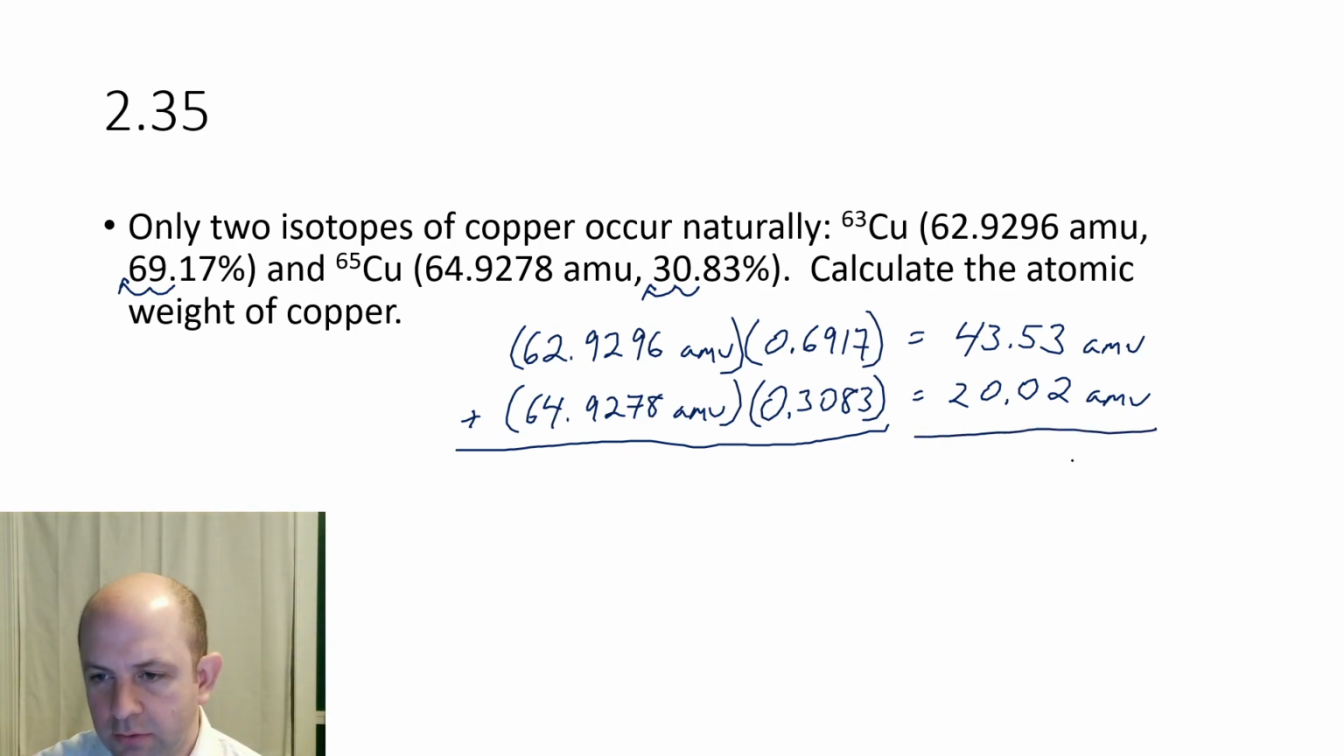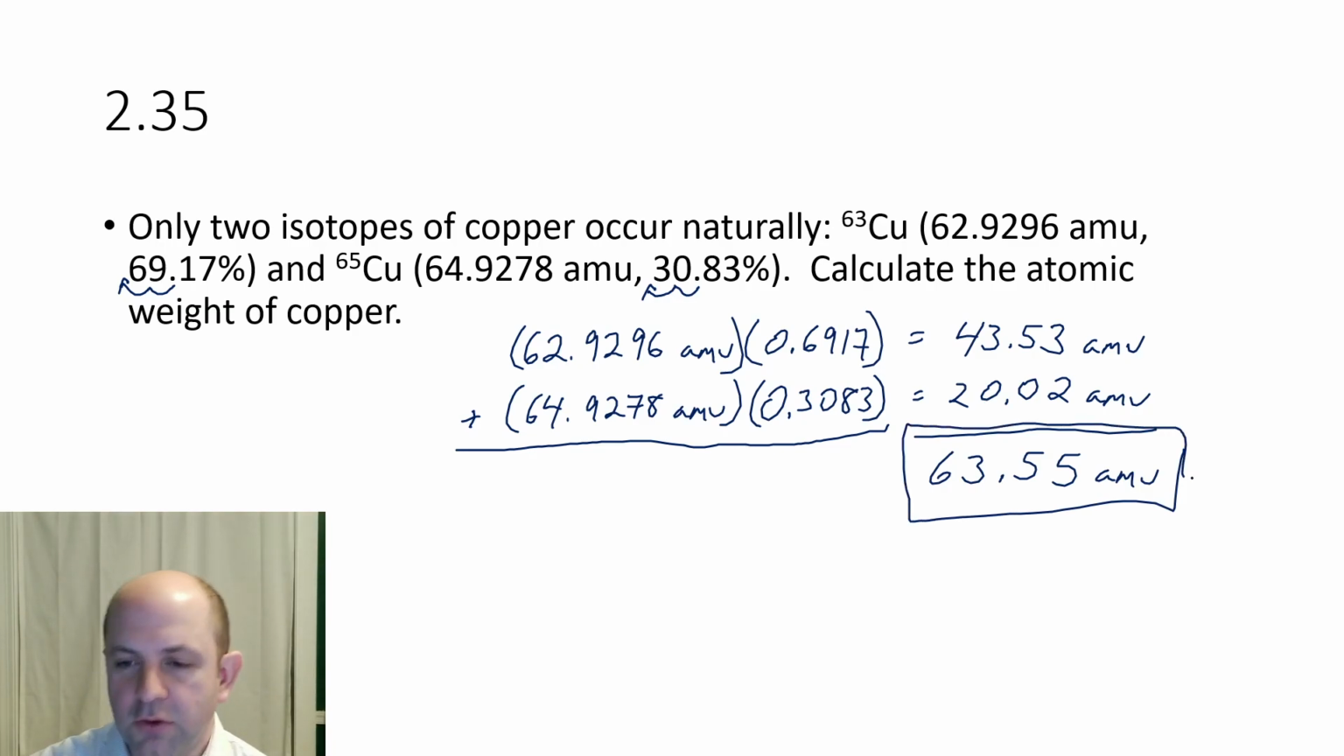And so now, well, we said we were going to add these together, so we just add these two together. So that's 63.55 AMU. And conveniently, if you look on your periodic table in the box for copper, 63.55 is what you're going to find there. So that's all you got to do. If there's more isotopes, just add more lines. If there's 4 isotopes, yeah, it's annoying. You got to do it 4 times, but that's all you've got to do.